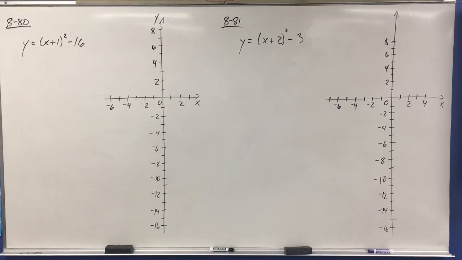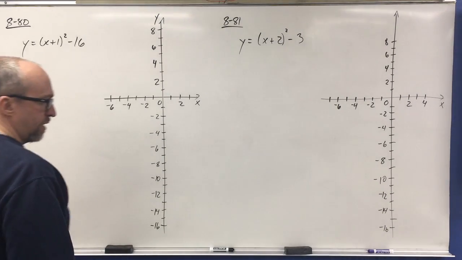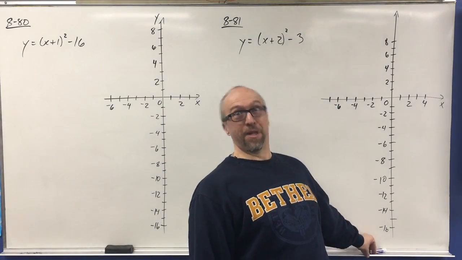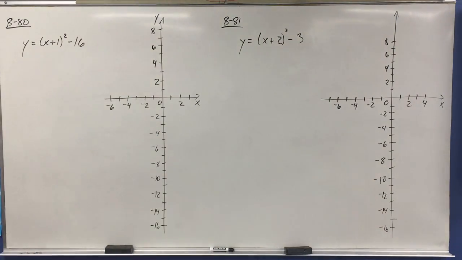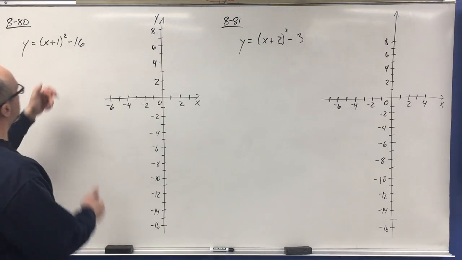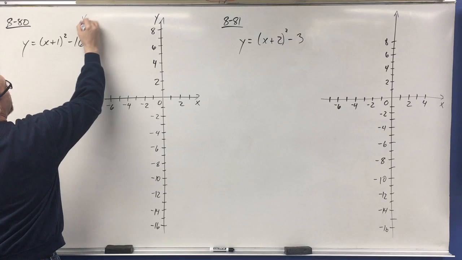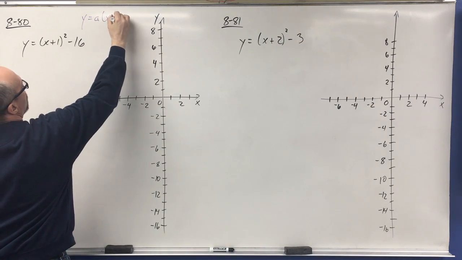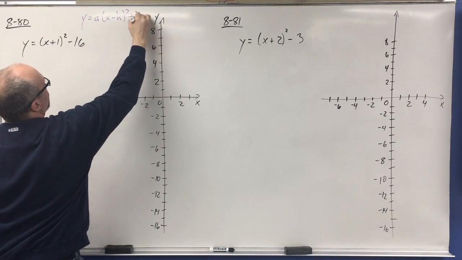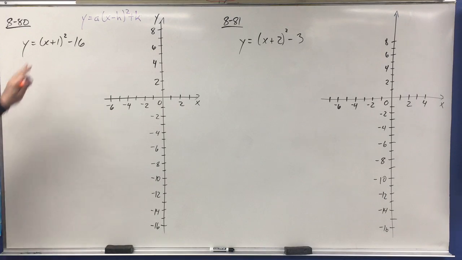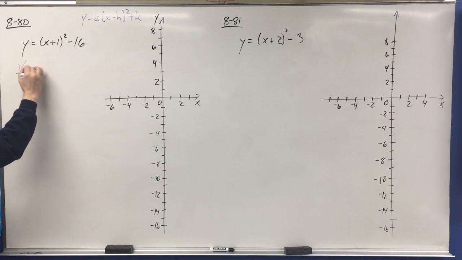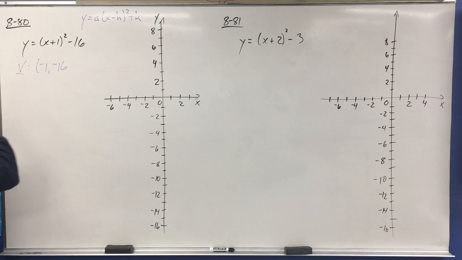So yeah, the 880 and 881 solutions. Let's walk through these, shall we? All right, so here we go. The deal is, we know from the vertex form, which goes like so, that the vertex on this bad boy is at -1, -16.